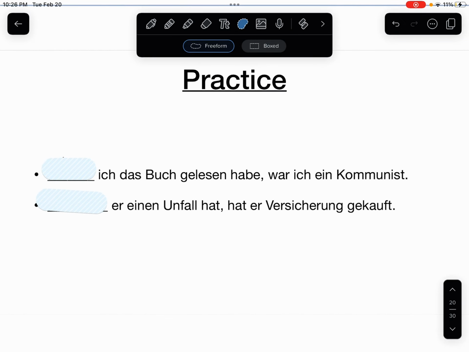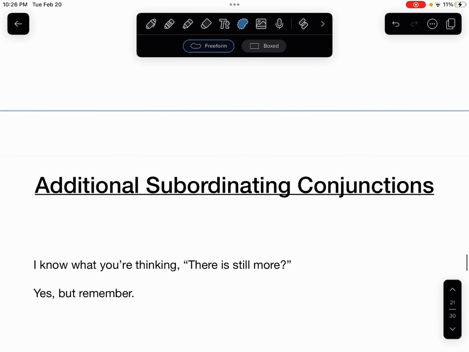To practice, I'll be giving you 5 seconds. Number 1. Als ich das Buch gelesen habe, war ich ein Kommunist. When I read the book, I was a communist. Number 2. Falls du einen Unfall hast, hat er die Versicherung gekauft. In case you have an accident, he bought the insurance.